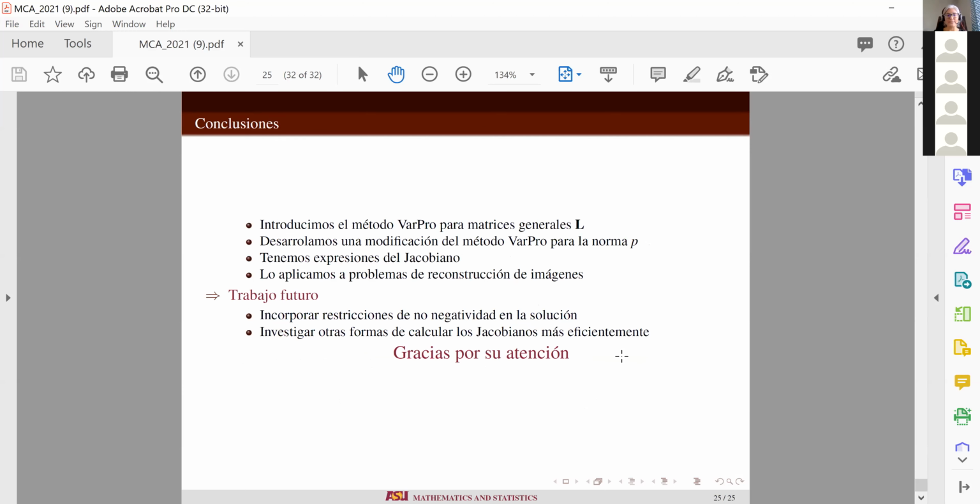All right, just on time. Conclusions. So we introduced this variable projection method for general matrices L, any norm P, with an expression for the Jacobian that I talked about a little bit, but there is more information in the paper. All right, and I'll stop it there.